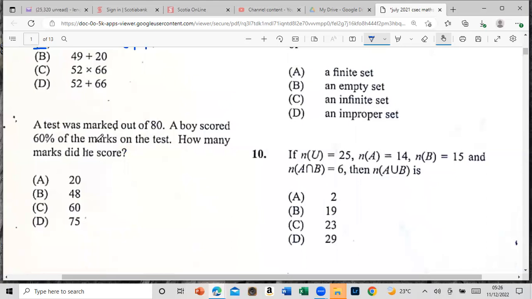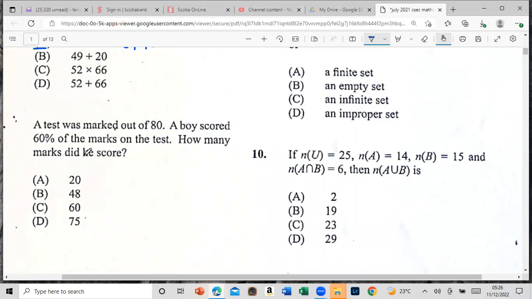The next says a test was marked out of 80. A boy scored 60% of the marks and asks how many marks did he score? See, this is kind of a giveaway. It should be 48, just judging by the numbers. Just over 50%, which is 40. But let's work it out.